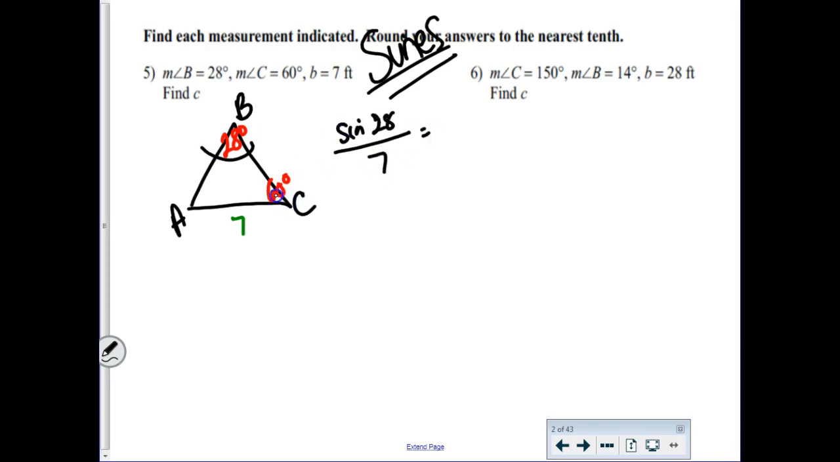Now the only other clue you have is this. However, you could quickly find angle A. Let's go back and figure out, what do they actually want from me? They want side C. So it would be smart for us to finish off the proportion with angle C. What mode should your calculator be in right now? Degree mode.